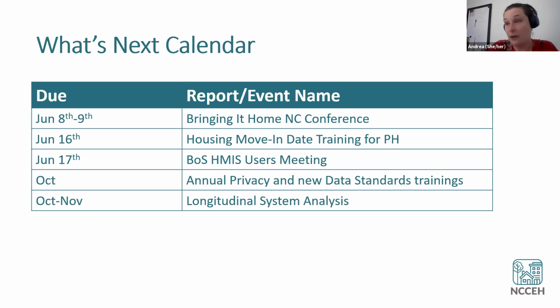And then we don't have any federal reporting for a few months. So we are going to be looking at October, November for some other big events. The annual privacy refresher is going to be in October. And there are some new data standards that we'll be training you on as well that will be enacted in October. And we also will start looking at the longitudinal system analysis federal reporting then too. But between now and then, we are going to do some planning, we're going to shore up some things, and we've got a little bit of a breather here in terms of HMIS corrections.